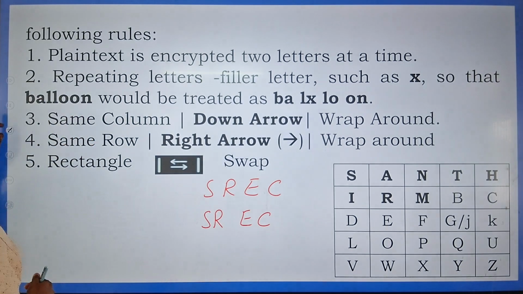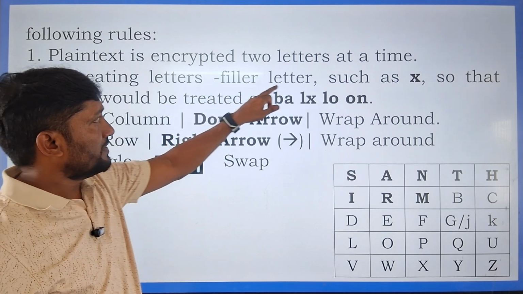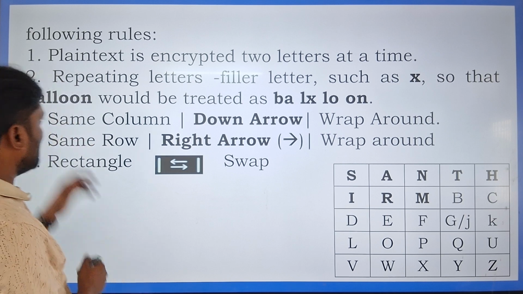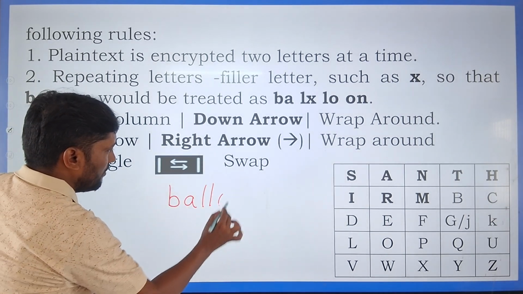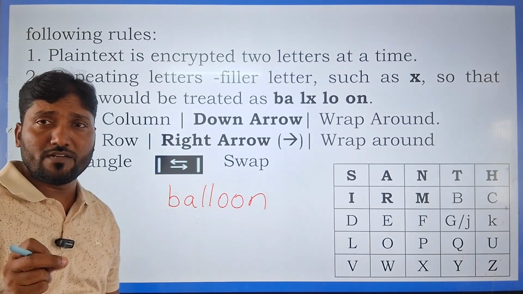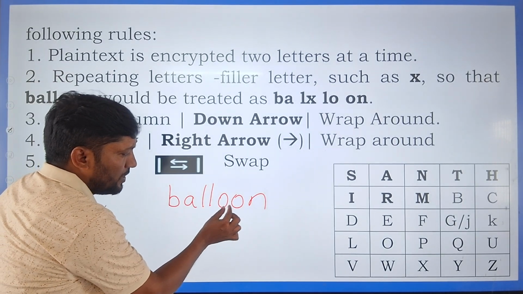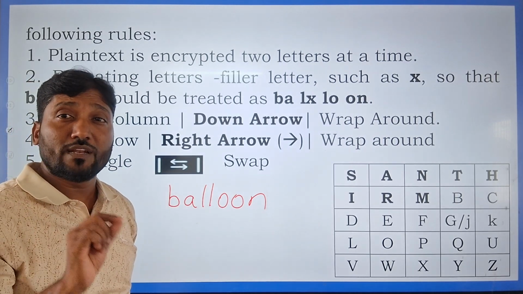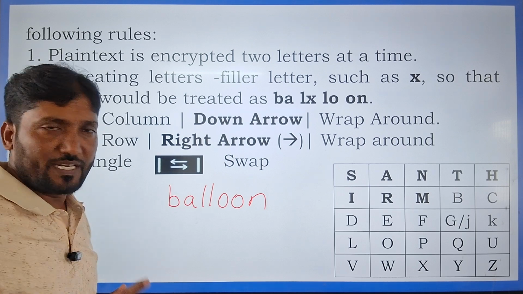And what is the second rule here? The second rule is to replace repeated letters with a filler dummy letter. Suppose the plain text is BALLOON. In this plain text LL is repeated, and OO is repeated. If there are any repeating letters, those cannot be used as a pair to generate the ciphertext.